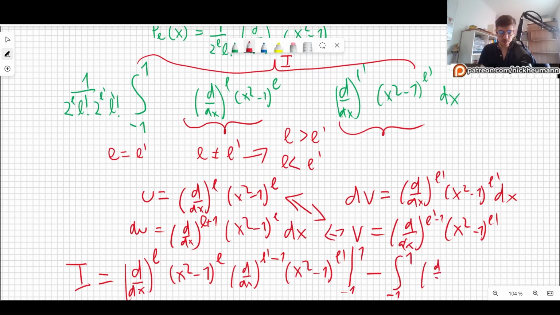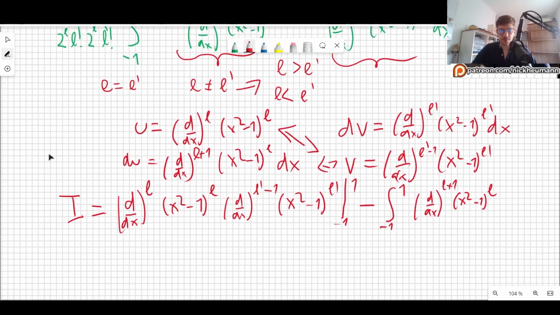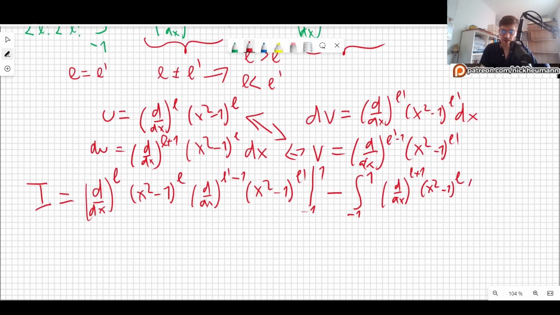So that would be the L plus 1 derivative of (x squared minus 1) to the L, and then we still have the L prime minus 1 derivative of (x squared minus 1) to the L prime dx. So notice that what we achieved by doing this is reduce the amount of times we take the derivative here and increase it there. Now, both of them can be quite useful because if we reduce it to 0, then we are not taking derivatives anymore, and it's quite simple to work with.